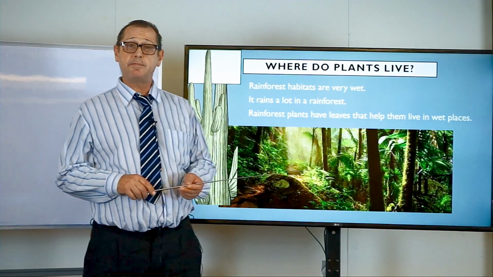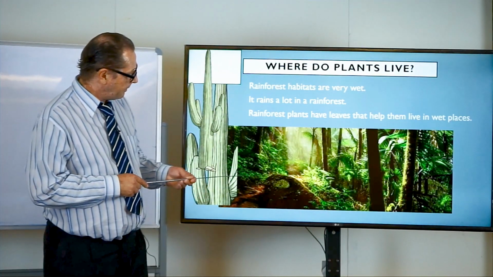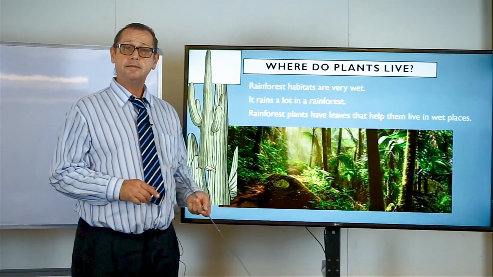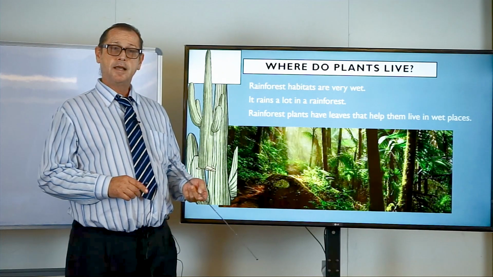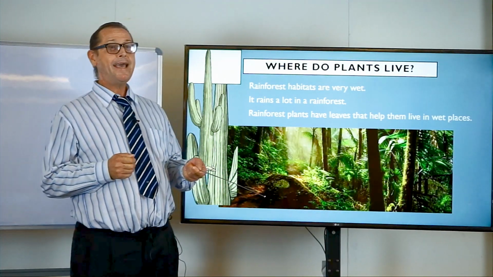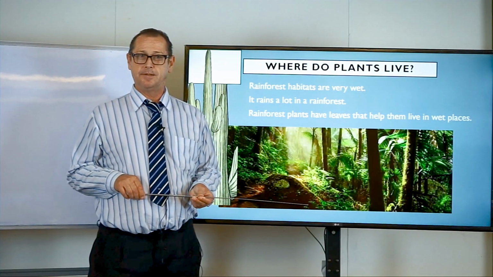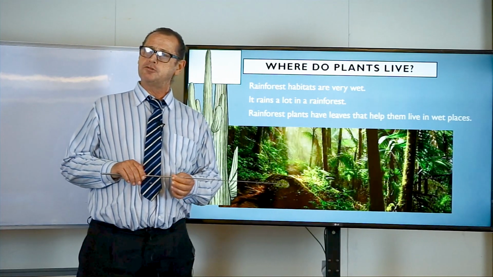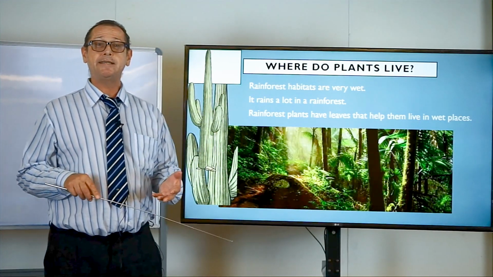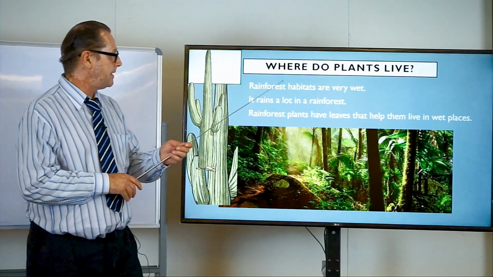Okay, so the next habitat that we're going to look at is this one. Can anyone tell me the name of this habitat? Rainforest. A rainforest. Okay, is a rainforest hot? Yes, it's hot. Is a rainforest dry? No. Why is it not dry? Rain. There is lots of rain because it is a rainforest. So it is very wet. Okay.